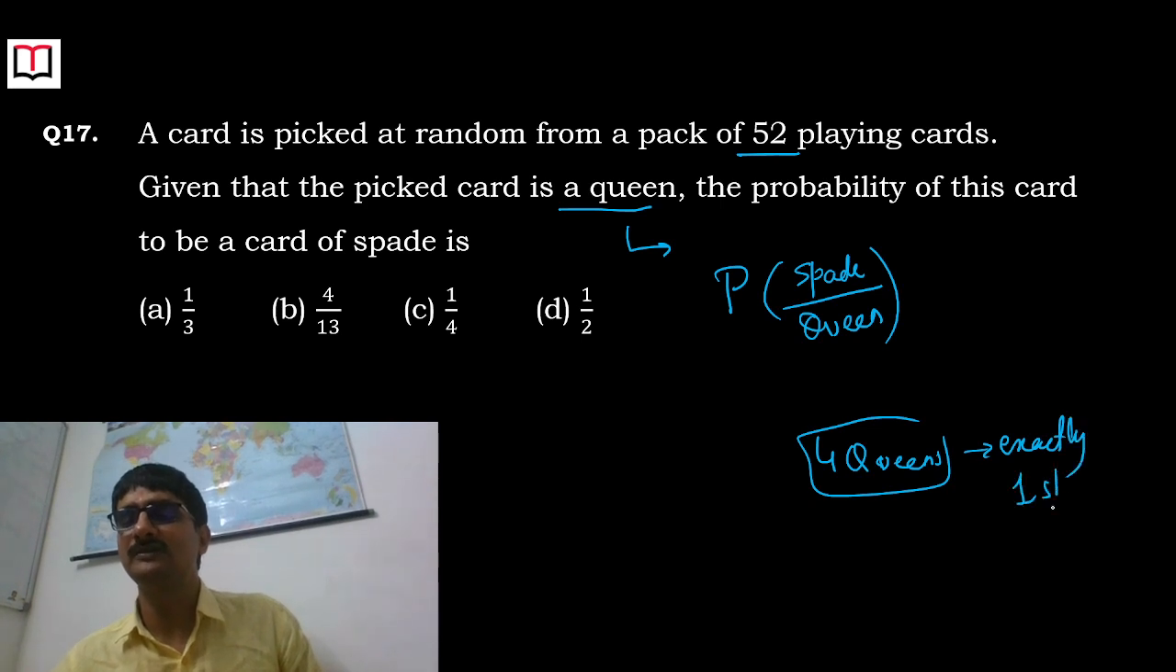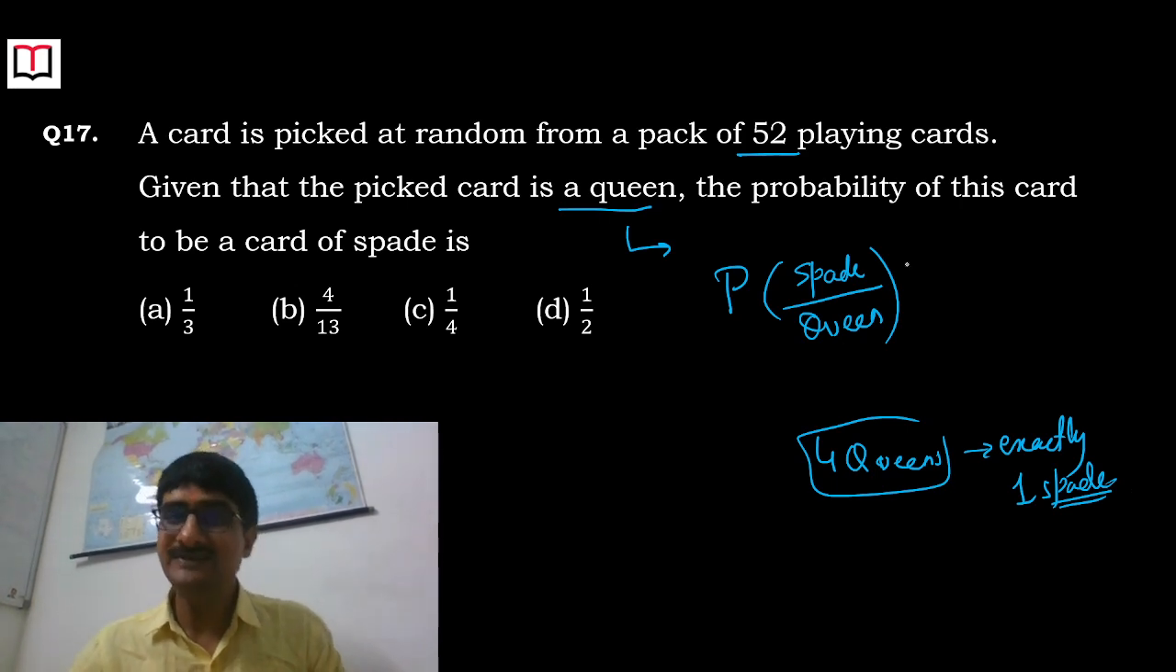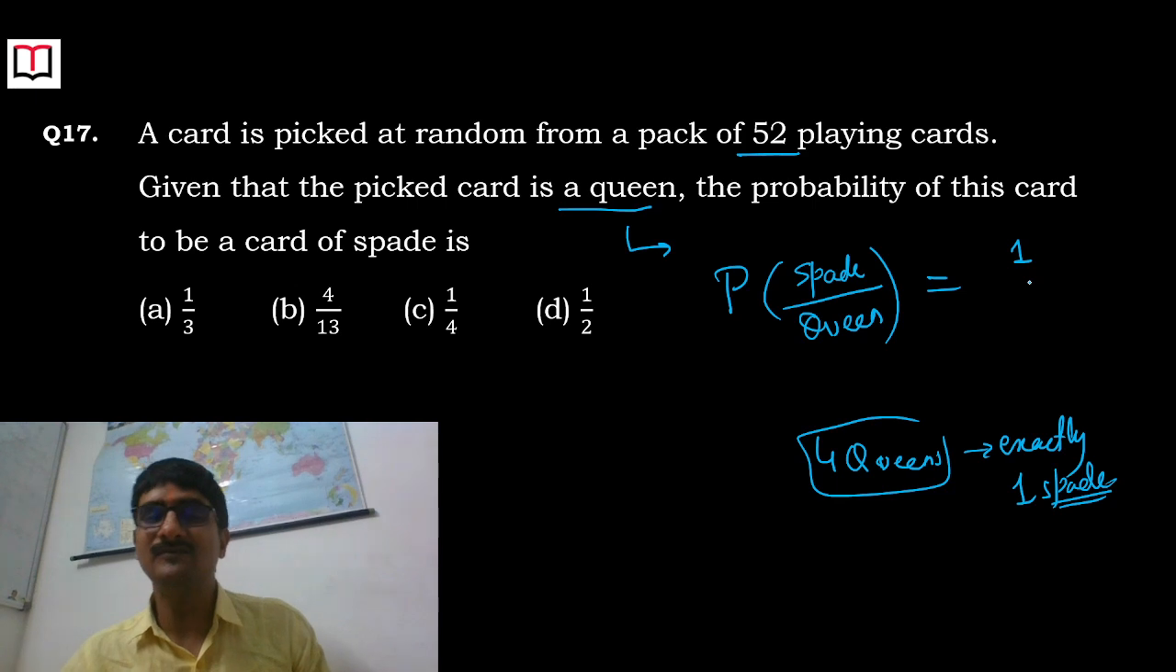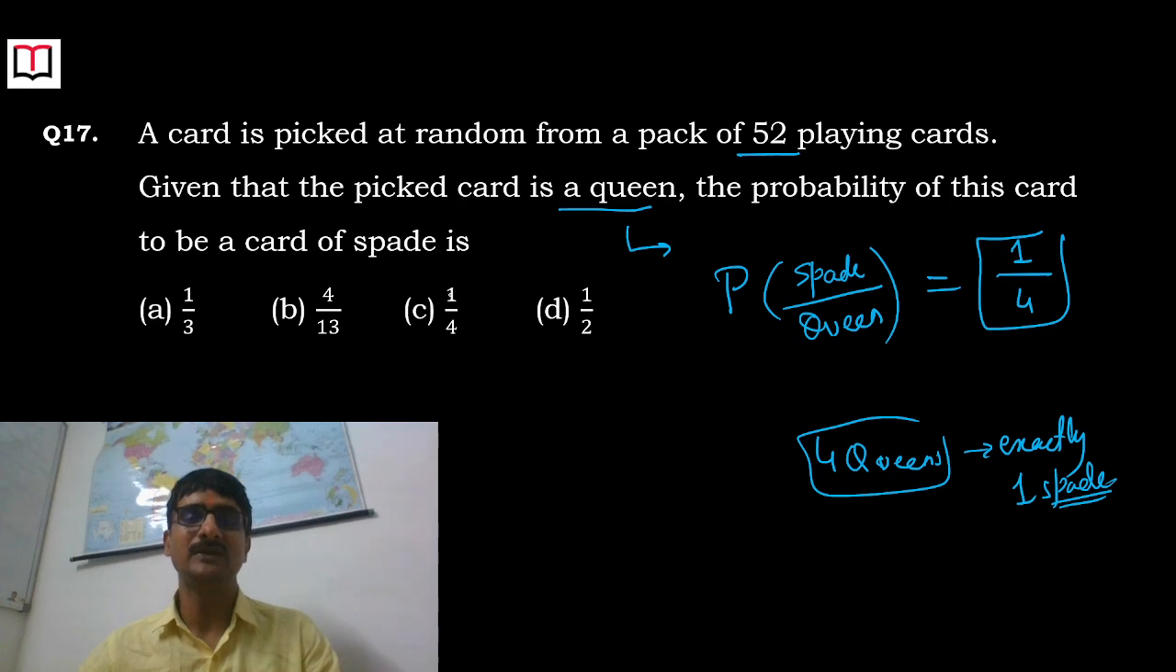All of you know that combination of cards, isn't that so, bachon? So what does that mean? There's only one favorable card of spade, that is the queen of spade, out of four queens. So the answer should be 1 by 4. I believe all of you would have got it.